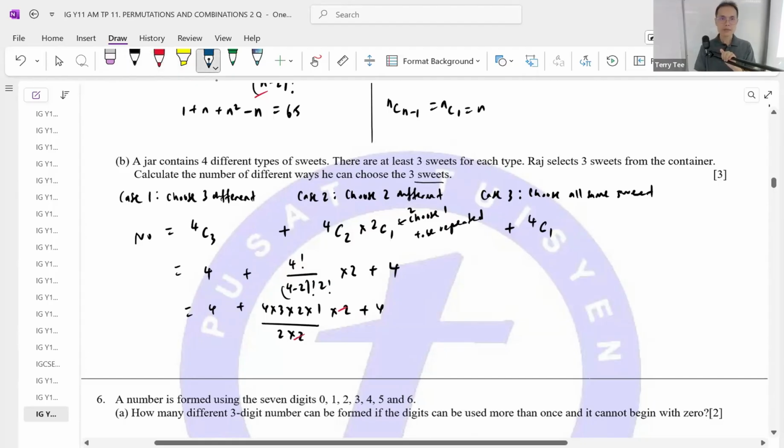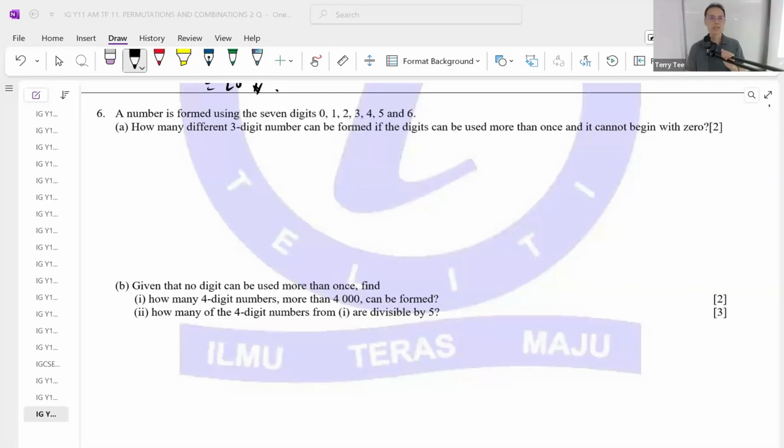Cancel this and that. That's 12, right? So it's 4 plus 12 plus 4. Answer 20 ways. A number is formed using 7 digits: 0, 1, 2, 3, 4, 5, 6. How many different 3-digit numbers can be formed if the digits can be used more than once and it cannot begin with 0? Okay, so here's the thing.